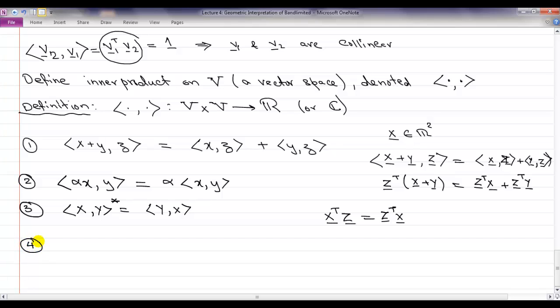And the final property is that if I take the inner product of a vector with itself, then it has to be greater than or equal to 0. It cannot be negative. And it is equal to 0 if and only if X is itself the 0 vector. Okay.